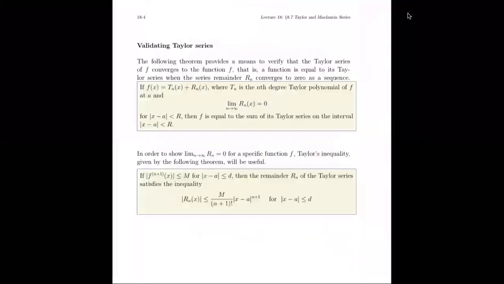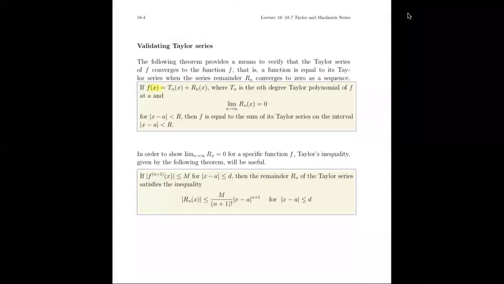So validating Taylor series, this is not something I'm going to spend much time on, but it is nonetheless an interesting result. The book spends a little bit more time in the examples, in the exposition for this section, to show how this is done. I won't spend too much time working the example, but I will say that we know that a function is equal to its Taylor series.